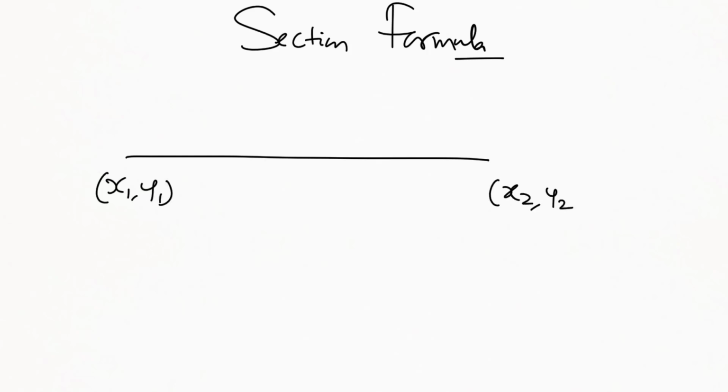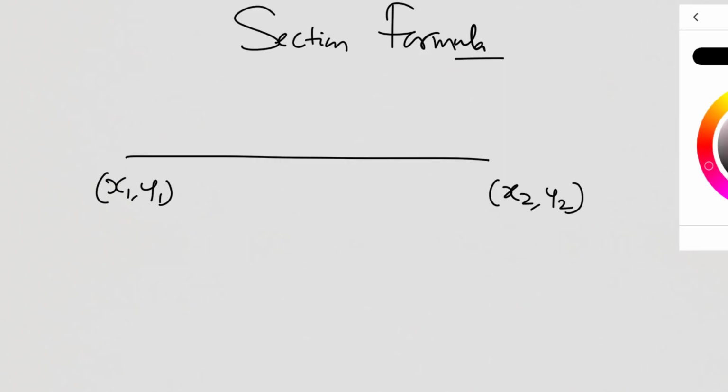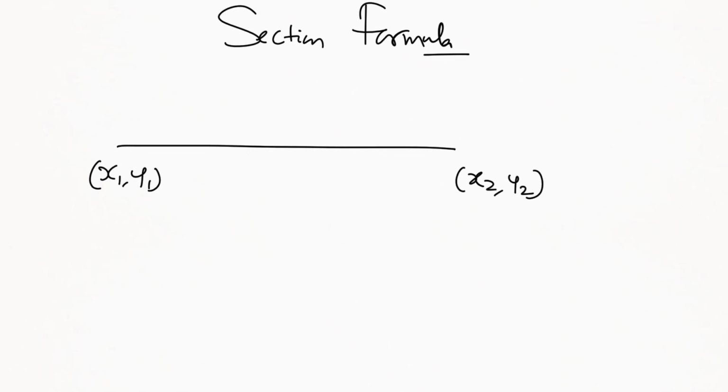As the name suggests, this is something related to section. If we have 2 points x1 y1 and x2 y2, and if we try to divide this line into multiple segments, one point will be dividing it into two sections, right? So that's why it is called section formula, and it is the method by which you get this point. So let me write the formula first, then we'll come to derivation.